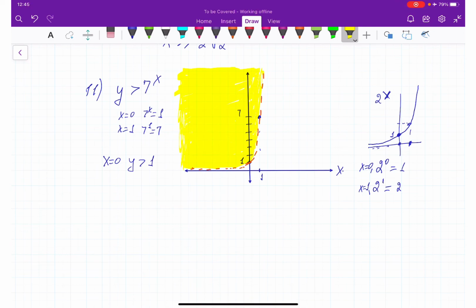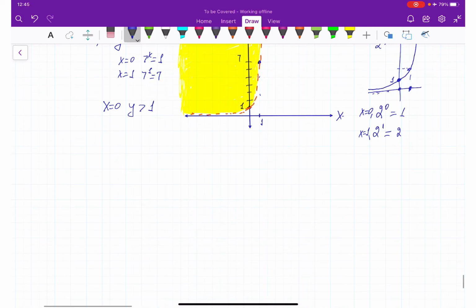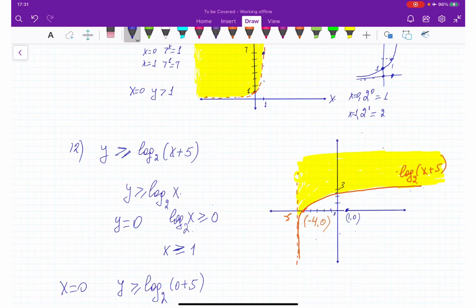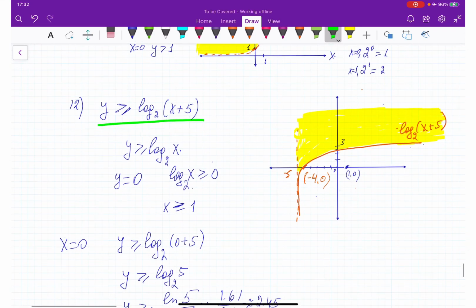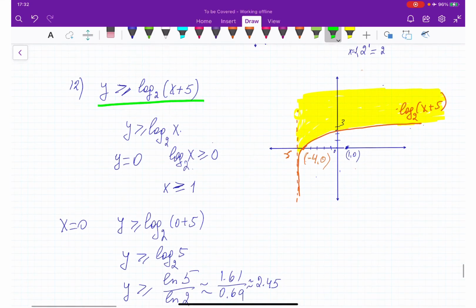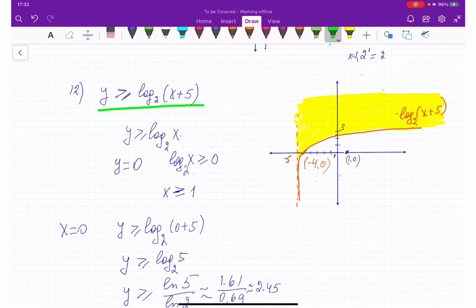Question number 12. Okay, next problem is y greater or equal to log base 2 of (x plus 5). And since I had already prepared this one nicely, I didn't start cleaning. I'll just go over and explain.